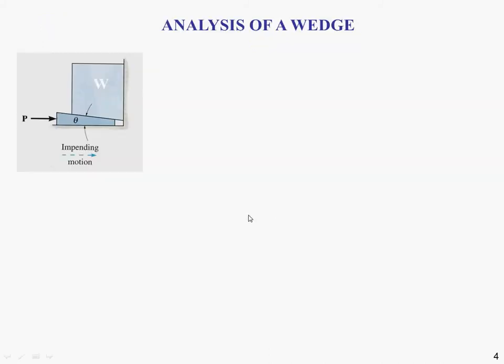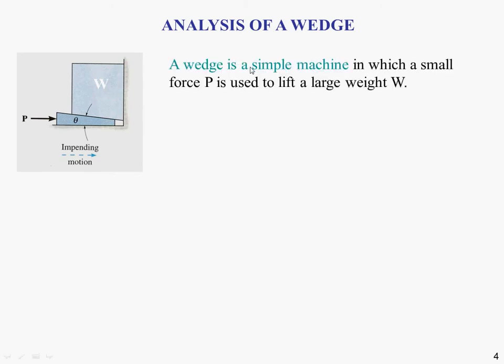Okay, so let's look at how we analyze the wedge. First of all, we can think of a wedge as a simple machine in which a relatively small force P can be used to push or lift a large weight W. Okay, so we push in here and we want to lift this weight W, and for this simple machine the force that we apply here at P is less than the weight that we want to lift, W.